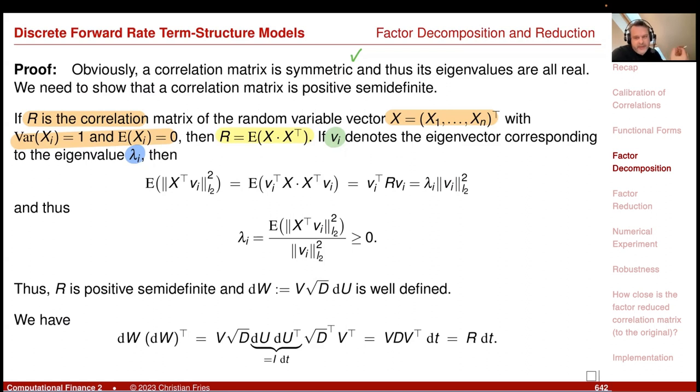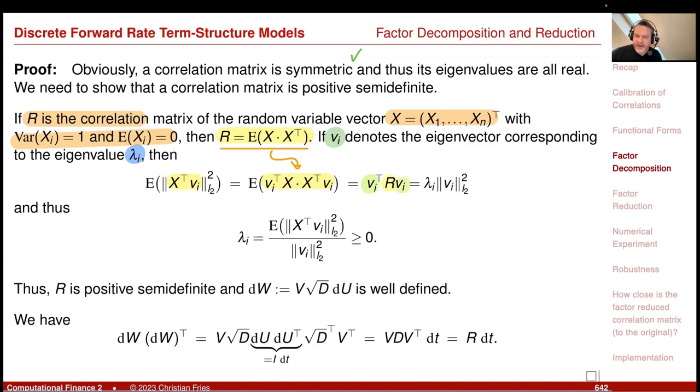Then I can look at the variance of X, the vector, projected in the direction of vi. X is some vector that makes different movements, and I now look just in the direction vi. So I look at X transposed vi, actually the scalar product of X and vi, squared. This I can write as vi transposed times X multiplied with X transposed vi. Since vi is just a constant vector, I can move it out of the expectation. So I just have the correlation matrix inside, vi transposed from the left, vi from the right.